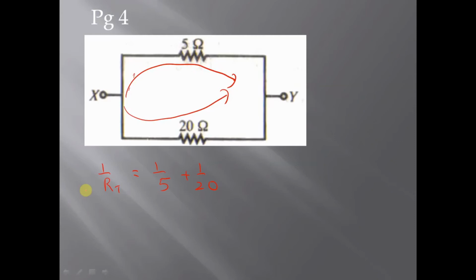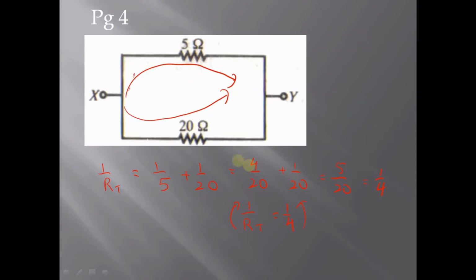Okay, now what are you going to do? Basically, just do a fraction, pecahan saja. So ini akan menjadi 4/20 campur dengan 1/20. Kita akan dapat 5/20 iaitu 1/4. So you will see from here, 1 over total resistance adalah 1/4. Sampailah tahap ini barulah kamu putarkan dia.